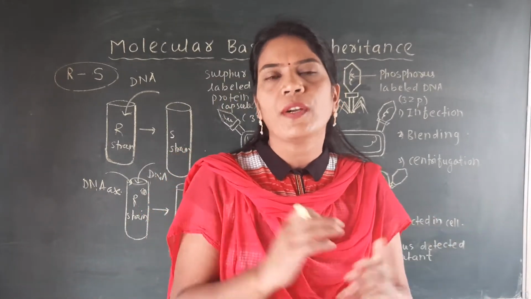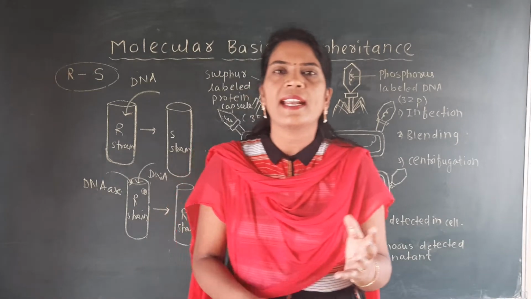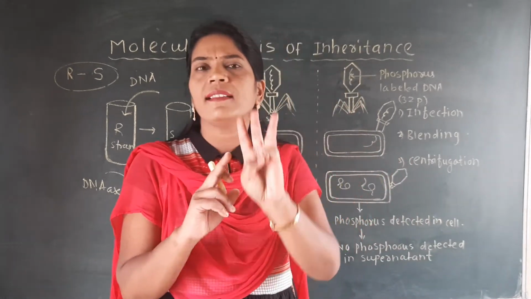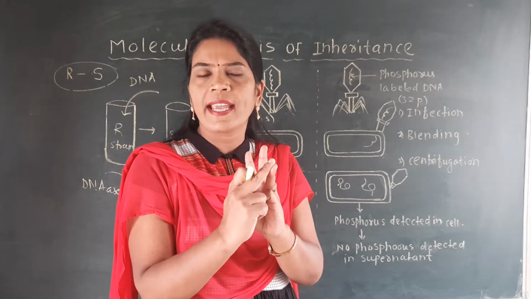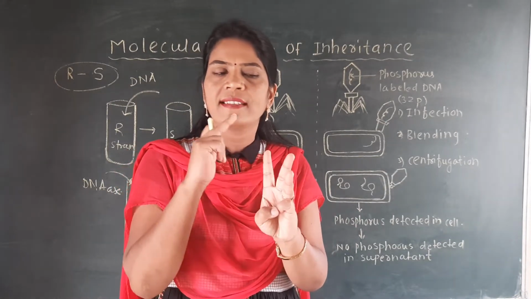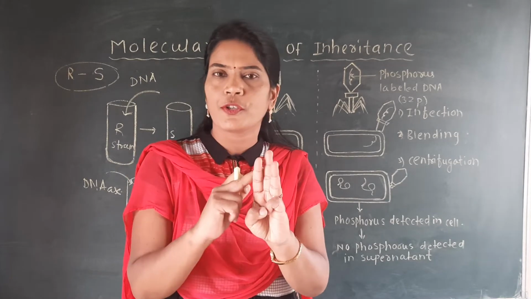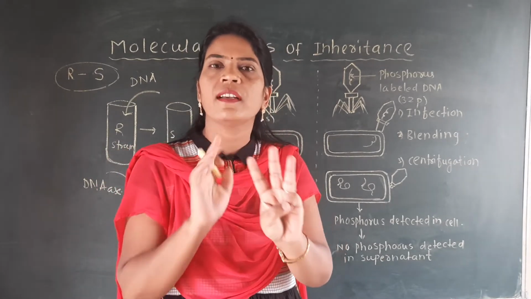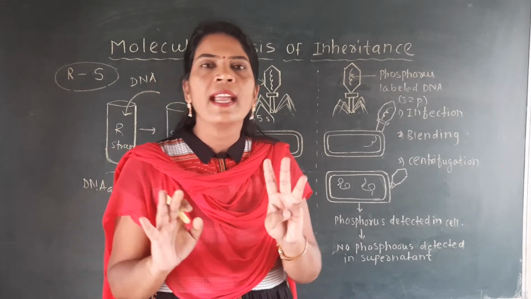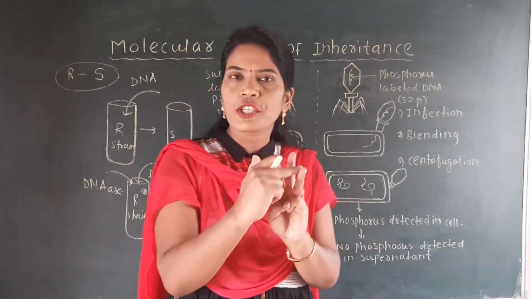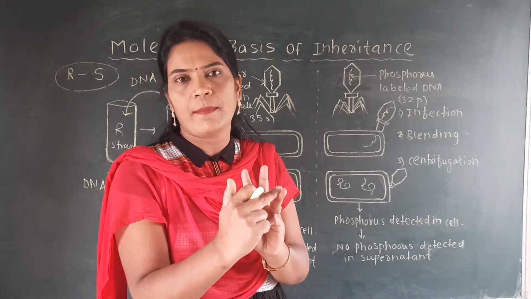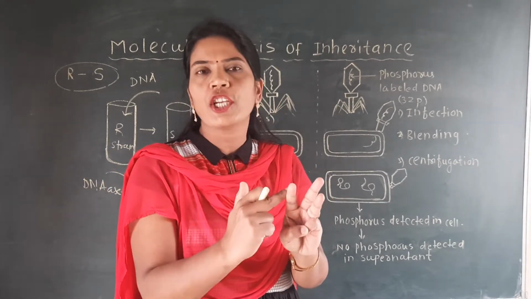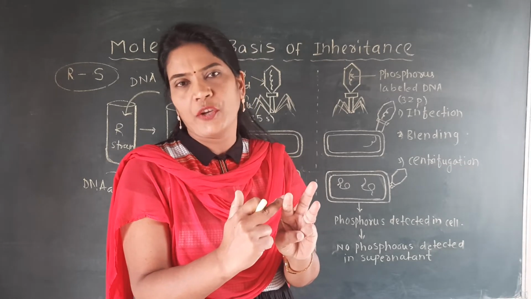They collected different test tubes. Suppose they had taken 3 test tubes. In one test tube they had added the R strain, in the second test tube also R strain, in the third test tube also R strain. Means 3 test tubes carry the R strain, which is the non-virulent one. At the same time, in the first test tube they added protein from the dead mice. In the second test tube they added RNA from the dead mice. In the third test tube they added the DNA from the dead mice.